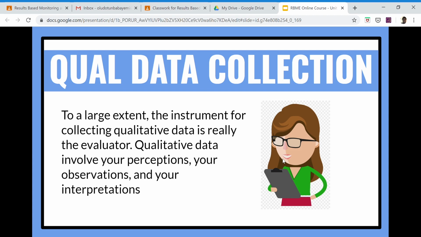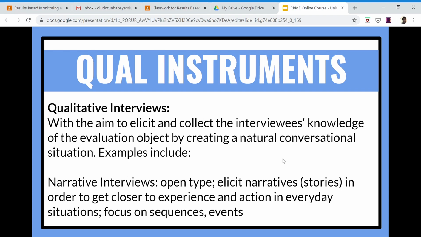Which means the evaluator must be an expert in being able to make such judgments, inferences, and also triangulations. This is where it becomes interesting: an expert getting information from different places and making sense of it, out of the interviews, the guidelines, the checklists, the focus group discussions, and the key expert interviews. That is what qualitative data collection is all about. So let's discuss the different types of qualitative instruments that the main evaluator can use.